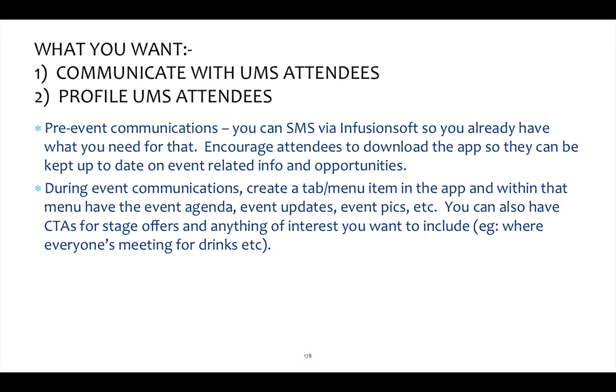During the event communications, you can have an updating system or screen, if you like, or section in the app. So this is something that we can put into the app for you. So we'll create a tab or a menu in the app, and within that menu you can have the event agenda, any event updates, event pics, anything you want to do to create interest in checking out the events section of the app. You can also have any call to actions that you want for any stage offers and anything of interest that you want to include, and it might be just where everyone's meeting for drinks, etc. So this can be set up and it can be added to during the event.